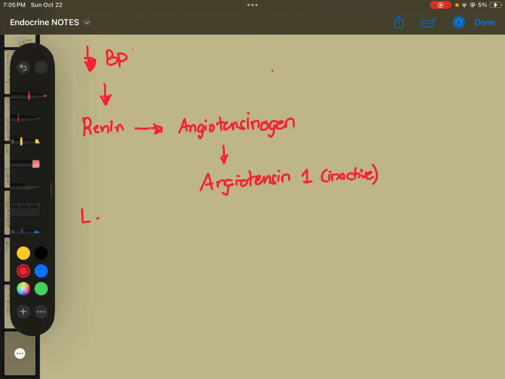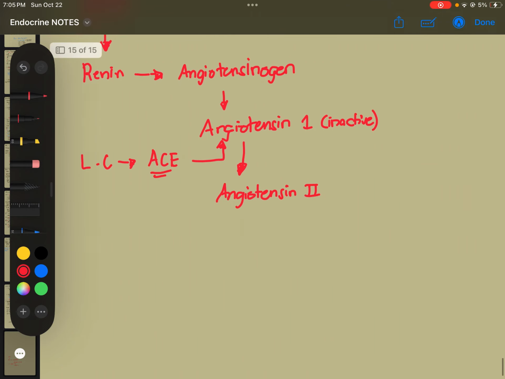Luckily, the lung capillaries will create what we call our angiotensin converting enzyme, or what we call our ACE. It will then bind to your angiotensin 1 and create angiotensin 2. Now, your angiotensin 2 has two main effects. Number one, it is a potent vasoconstrictor. So it will vasoconstrict your peripheral blood vessels.